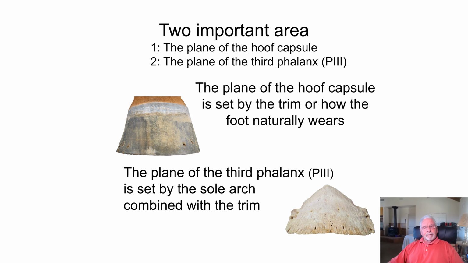The plane of the third phalanx is set by the sole arch combined with the trim. So for simplicity, we can horizontally plane a hoof capsule based on how it's trimmed, but the plane of the PIII bone is subject to the movements in the arch. So as the arch collapses, the bone position will lower into that area and be altered within the capsule.